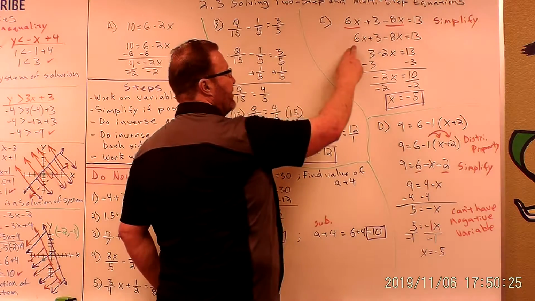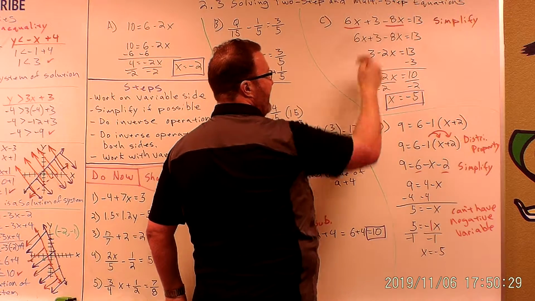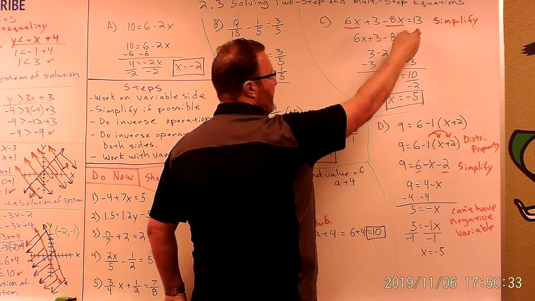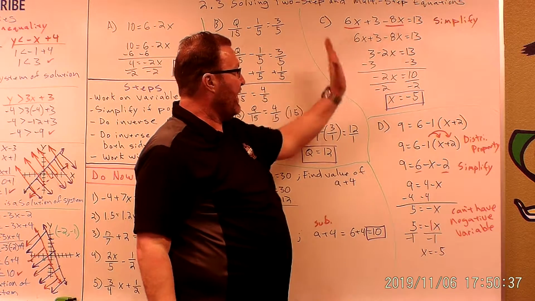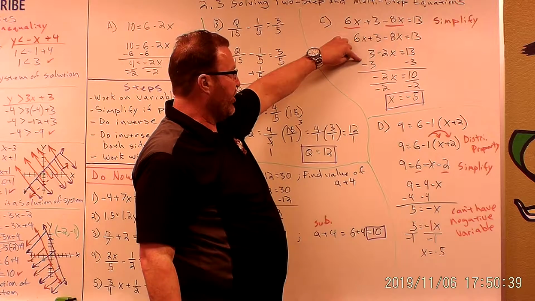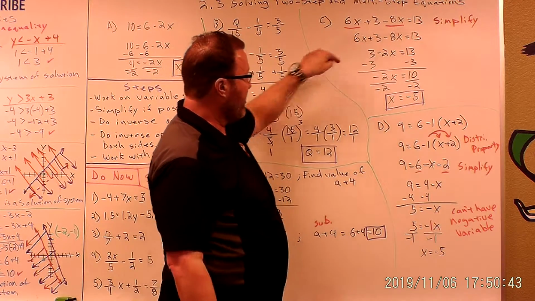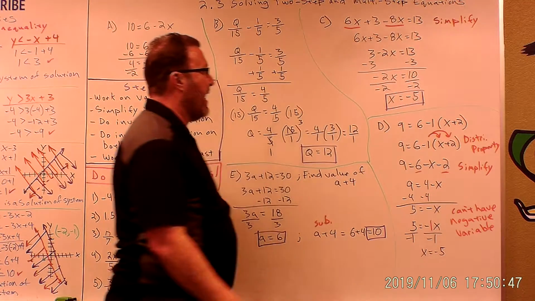Okay? So all I did is I rewrote the problem down here. I'm going to simplify and add these two together. So 6 minus 8 is negative 2. Bring down 3. Bring down the 13. I need the x by itself. Working on the x, I want to do the inverse operation of plus 3, which is minus 3 from both sides. 13 minus 3 is 10. Bring down the negative 2x.